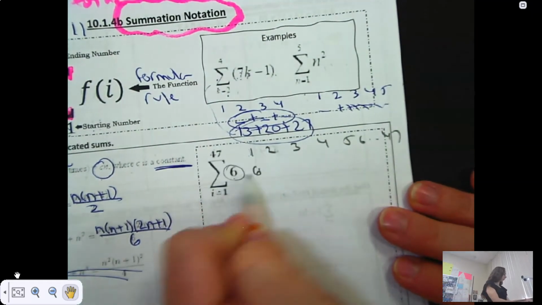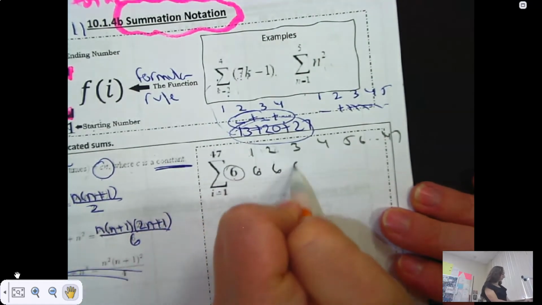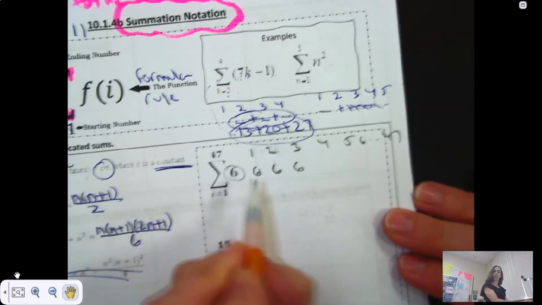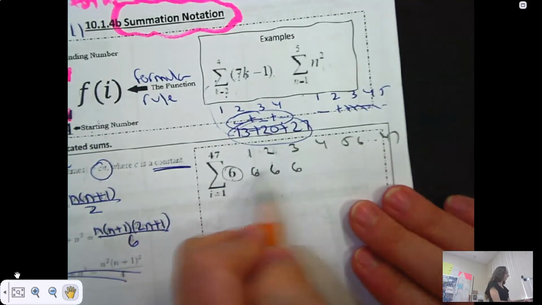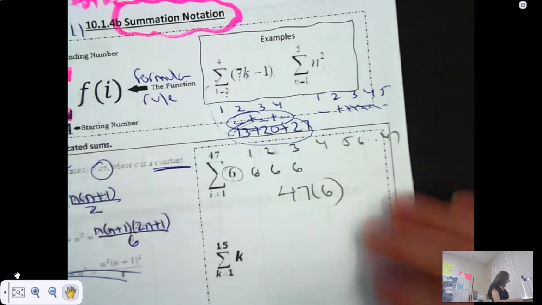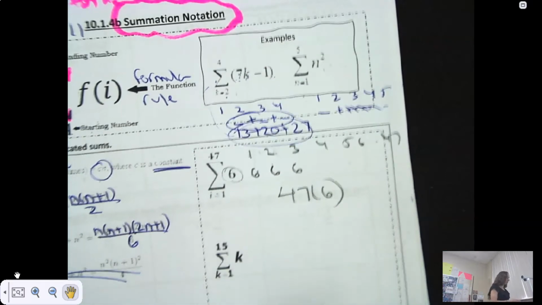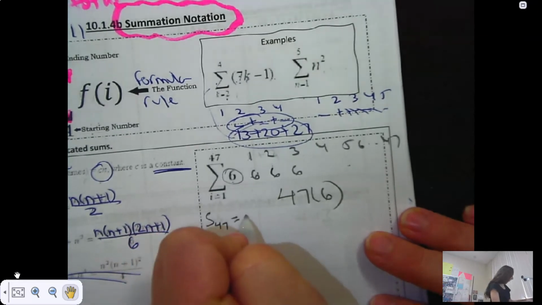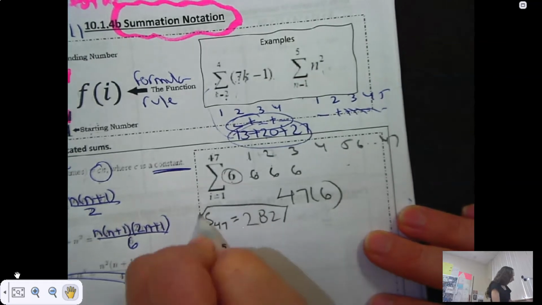First number is 6, because you can't plug anything in. Well, what's the second number? 6. What's the third number? 6. Well, that's your constant. It does not change. That's what constant means. It doesn't change. So if I was to do the 6 47 times, I'm really just going 47 times 6, which is 282. So the sum of the first 47 numbers is 282. Okay?